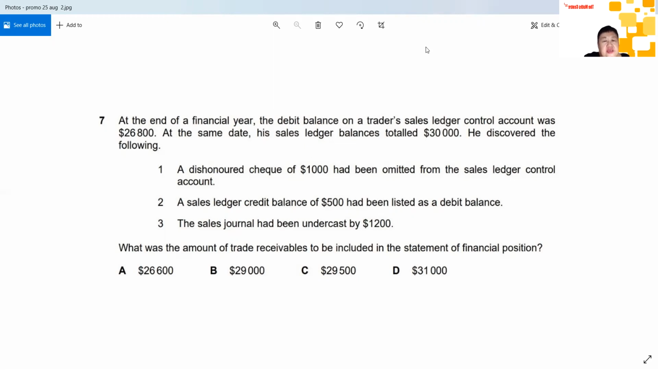At the end of a financial year, the debit balance on a sales ledger control account was 26,800. At the same date, the sales ledger balances totaled 30,000. He discovered the following. Now, people, I don't have so much time here in a short video to talk about a whole lecture on a control account, but I just like to give you a very quick summary.